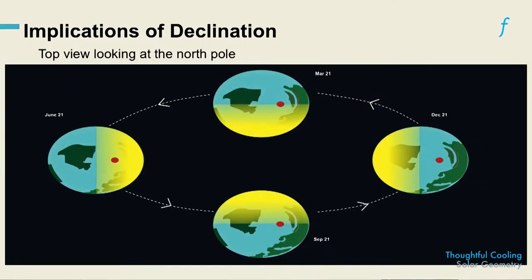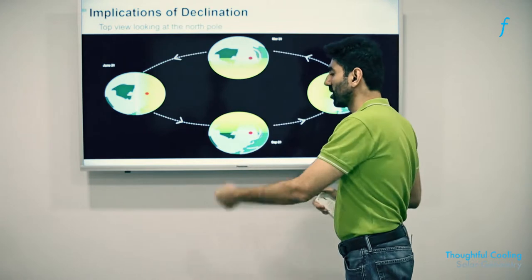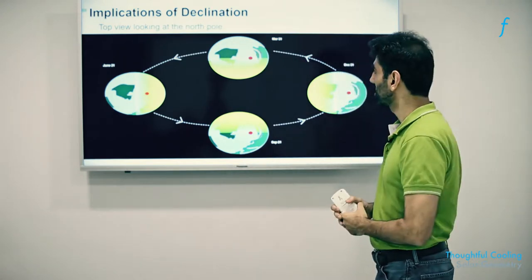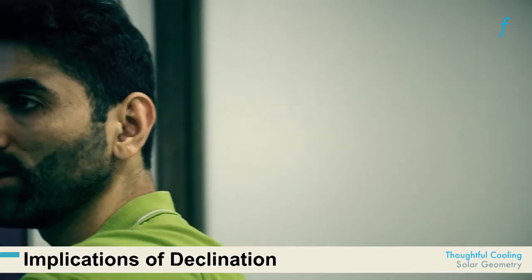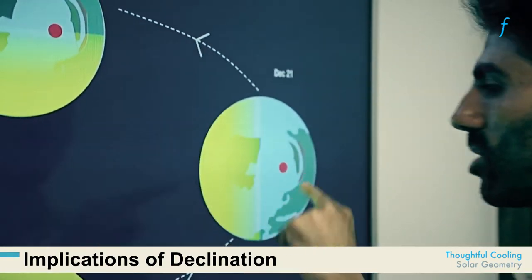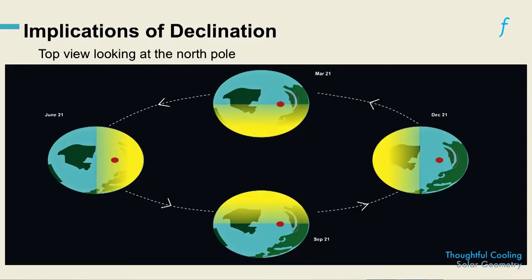Okay, now let's understand what are the implications of the declination. Why does it cause seasons, right? So we understood it is the angle that causes the leaning in, leaning out. But so what? What can we infer further from that fact? So here is a series of red dots on these pictorial depictions of the Earth at different times of the year.